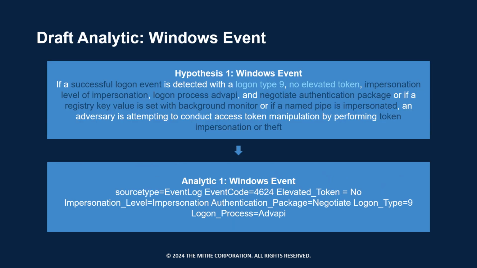To get started testing within your information security environment, we now need to translate our hypothesis into an analytic. We can take the purple highlighted words and input our findings from our testing. We will be focusing on our Windows Event ID behaviors, which can be translated into the following. Source type equals event log, event code equals 4624, elevated token equals no, impersonation level equals impersonation, authentication package equals negotiate, logon type equals 9, logon process equals ADV API. Now that we have our analytic, we can begin to operationalize our analytic within our environment.